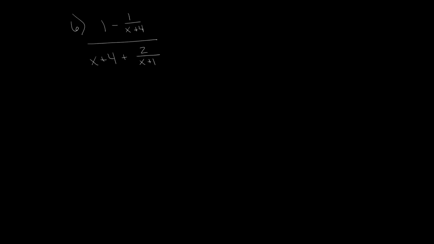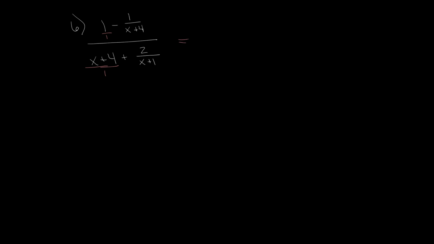Number 6, we have rational expressions and a complex fraction. So we've got 1 minus 1 over x plus 4, all over x plus 4 plus 2 over x plus 1. To simplify things a little bit, I'm going to put the 1 over 1 and the x plus 4 over 1, because that's what they're assumed to be anyway. So I'm going to write this.